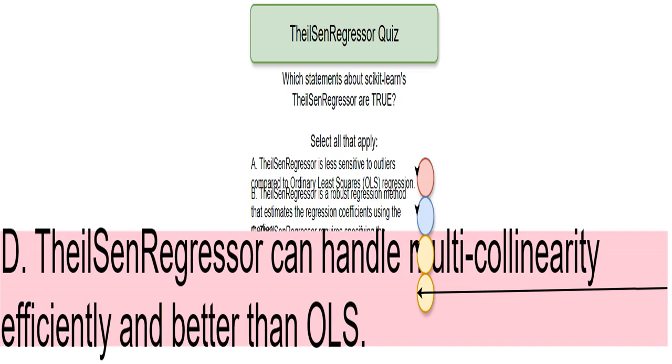This is false. While TheilSenRegressor handles outliers well, it doesn't solve multicollinearity, when predictor variables are highly correlated. You'd need other techniques, like principal component analysis, PCA, to deal with that.